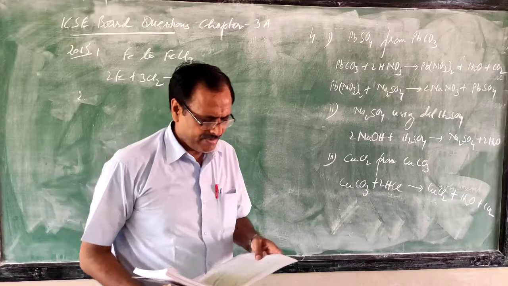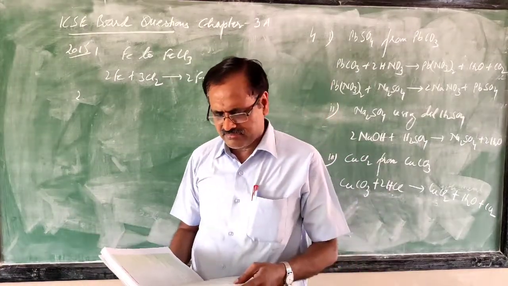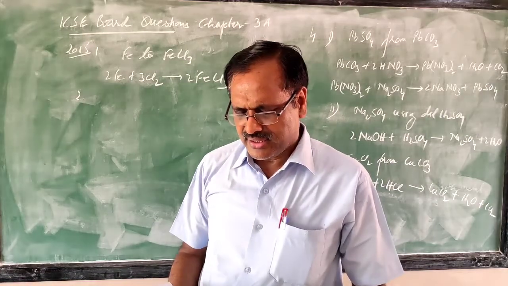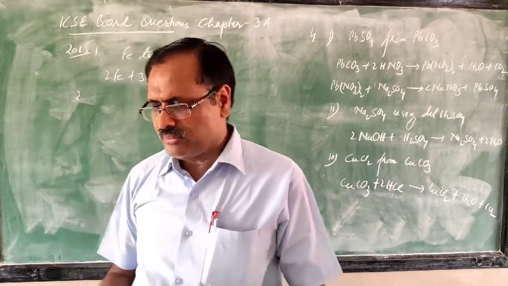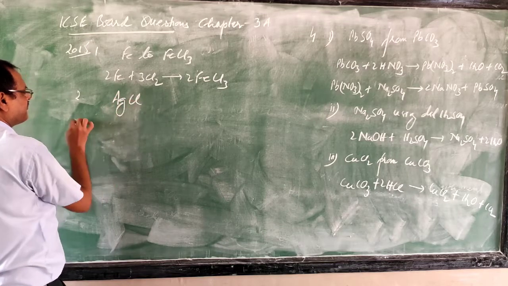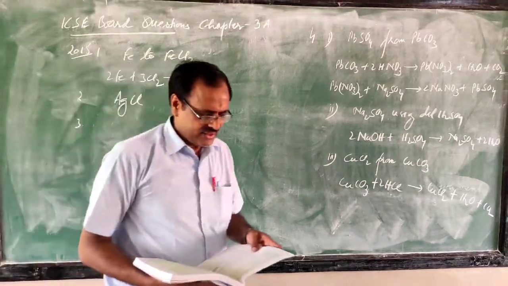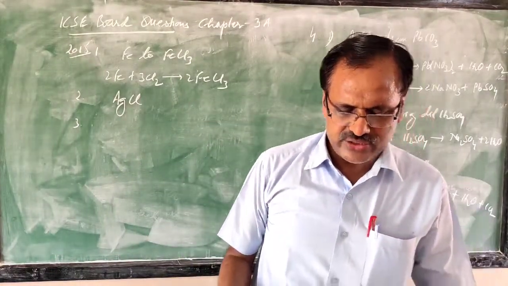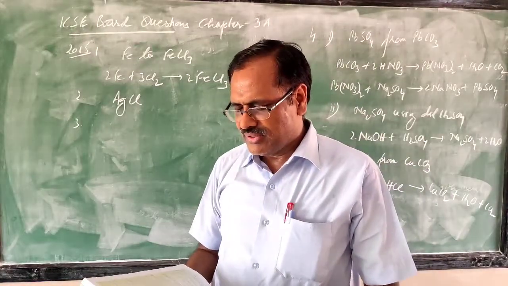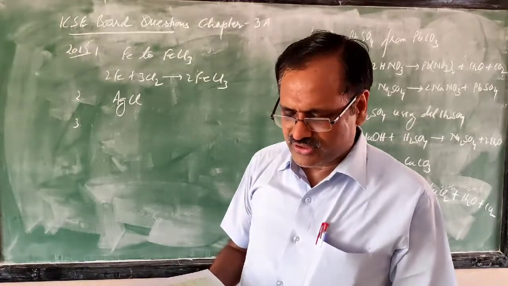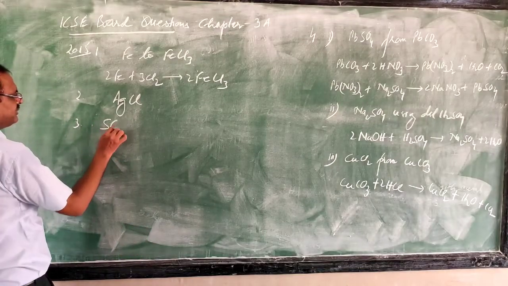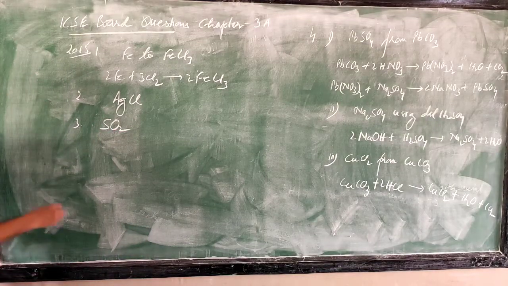Now the second one. From the list of salts, choose the salt that most appropriately fits the description given below. An insoluble chloride. An insoluble chloride is silver chloride. Then from SO2, SiO2, N2O3, MgO, CO, Na2O, select an oxide which dissolves in water forming an acid. Just see which one is the acidic oxide. The acidic oxide is sulfur dioxide. So when this sulfur dioxide is dissolved in water, it will form an acid.